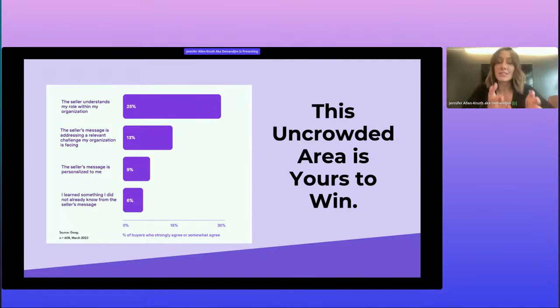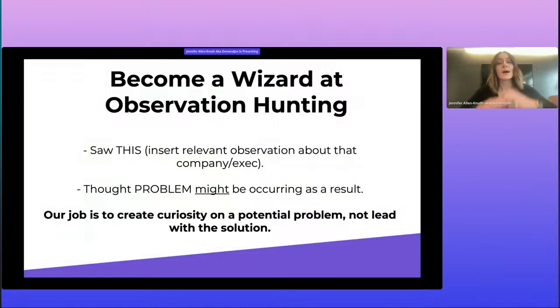If this is our current state, we could sit here and be depressed about it, but I would actually argue this is our opportunity. This is our white space, because if you can show up differently here, that is an opportunity to differentiate yourself early. So how do we do that? Something called observation hunting. Observation hunting is simple in theory, it's tough in practice, and it is something we have to practice.